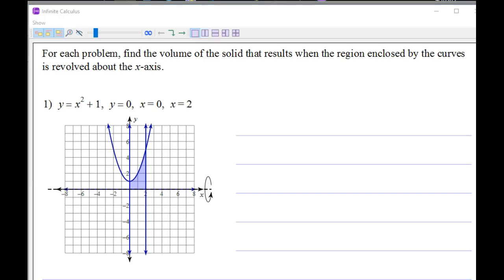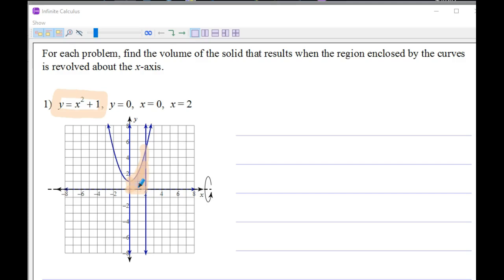So here's our picture. We can see we have this parabola here. We're rotating this image around the x-axis. That's what that little arrow means. This function here, the x squared plus 1, is obviously this piece right here that's curving. And then they also want us to bound it between y equals 0, x equals 0, and x equals 2. So in other words, they're just trapping that whole little area right there. That's why they give you all those equations.